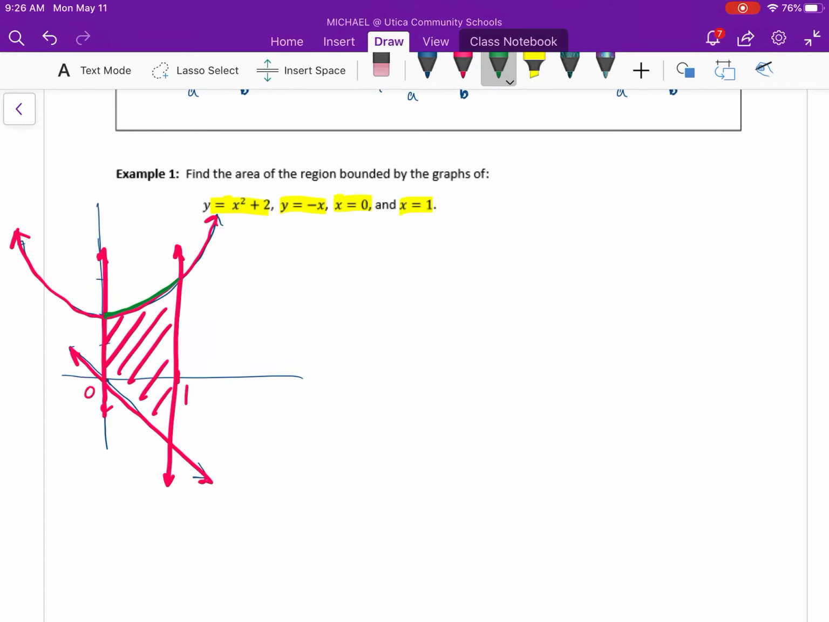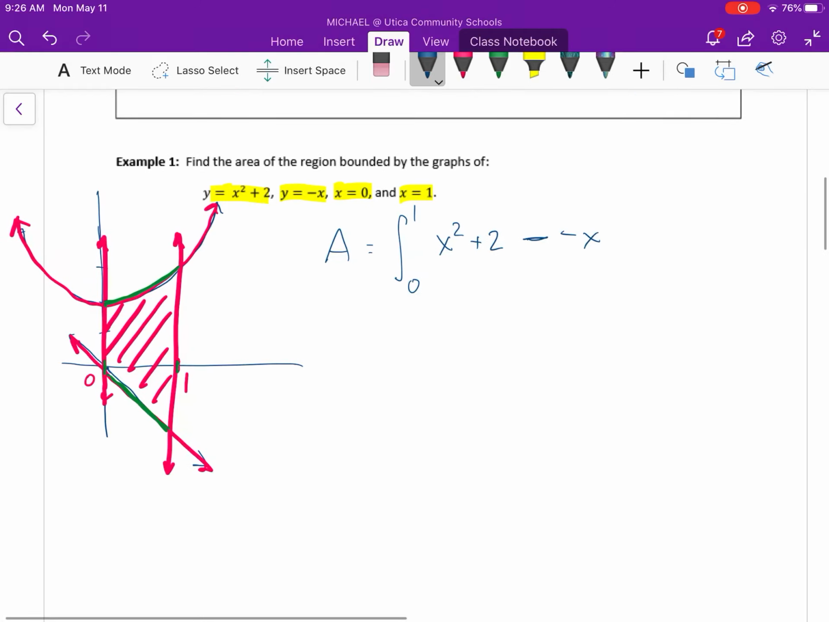As you can see, we have a top function, we have a bottom function, and we are going from 0 to 1. So to find the area in between those curves, I'm going to go from 0 to 1 of the top function, x squared plus 2, minus the bottom function, which is negative x, and just solve that integral, and that will give me my area. So in this case, from 0 to 1, I'm going to rewrite this as x squared plus x plus 2.